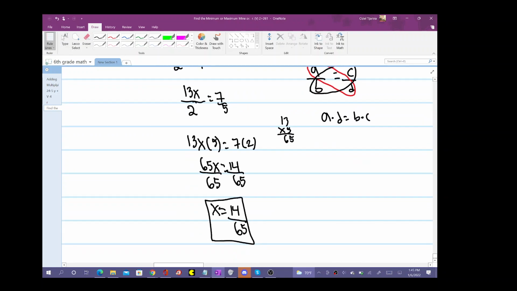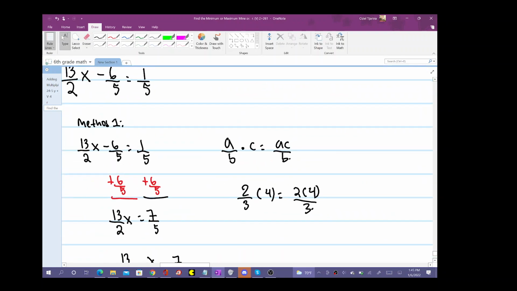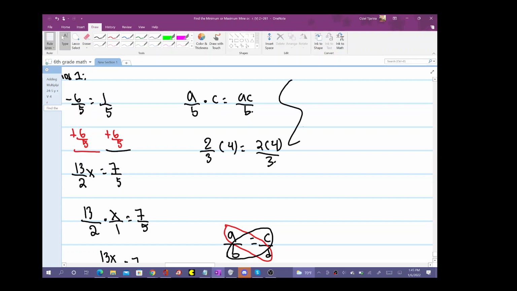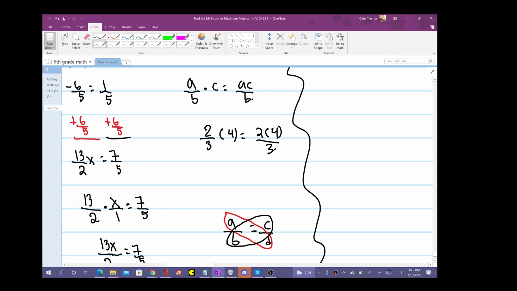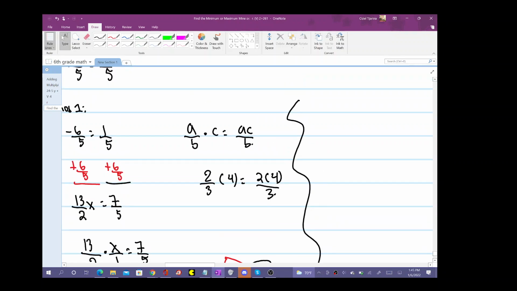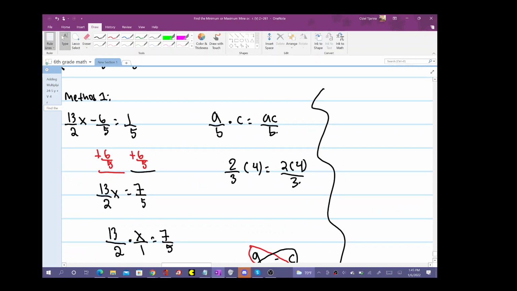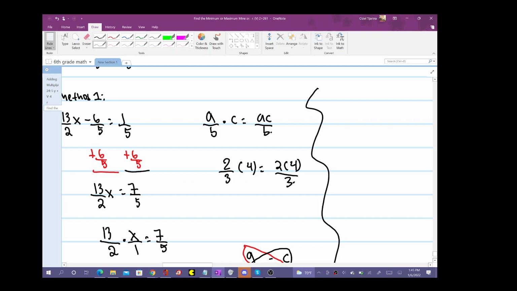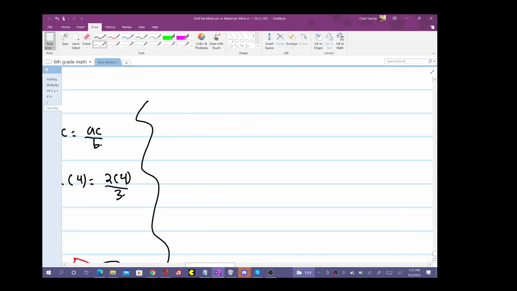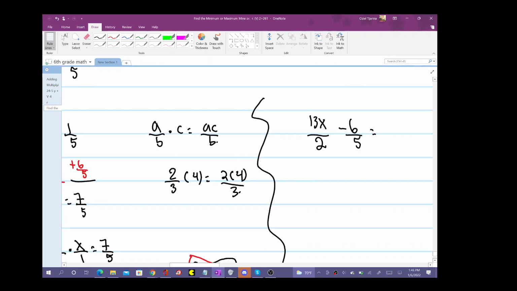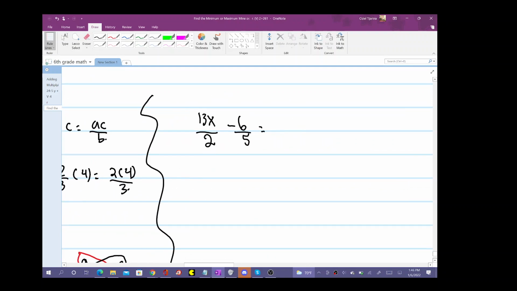So that's method 1. The other way you can do it is by getting the common denominator of the left side. So for example, we have 13x over 2 minus 6 over 5 equals 1 over 5.